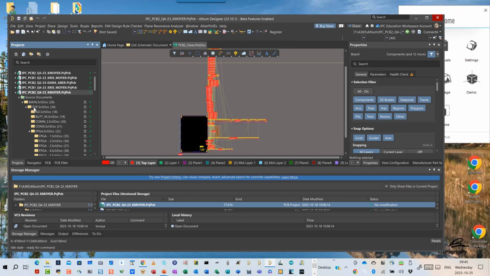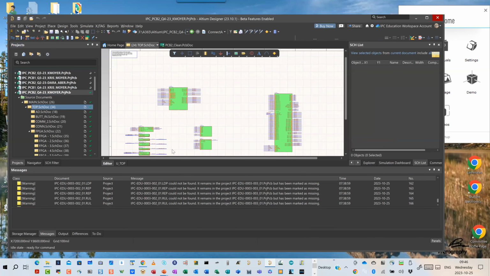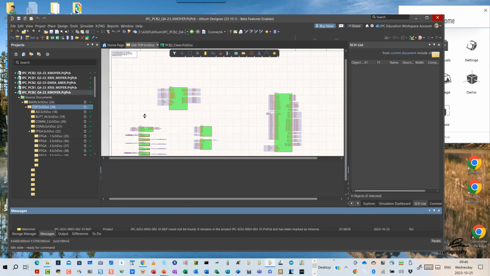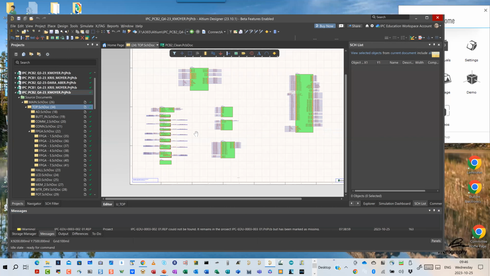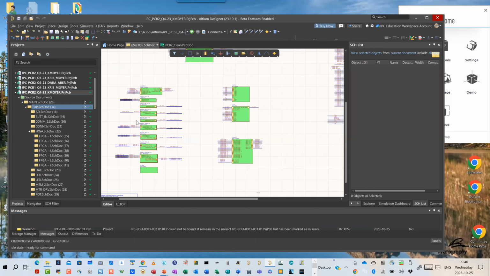and so on. But over here, if we look at this top page of my schematic, let me pull my messages panel back down here, so I have more room to work over here. So I have this top page right here. This is almost like a block diagram level.